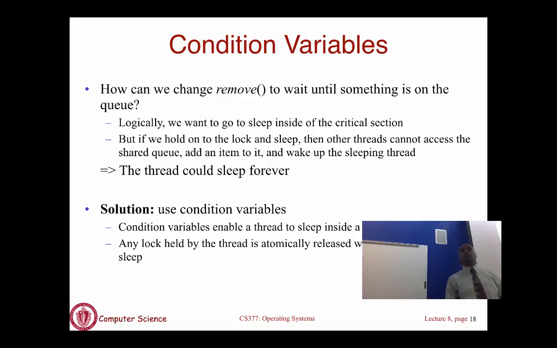So you just use the condition variable to go to sleep, and you yield the lock. You are now waiting, and when you're woken up, you will basically have the lock back. So this is basically what condition variables are used for. They enable a thread to sleep inside a critical section. The lock is atomically released when you go to sleep, and when you're woken up, you have the lock back.